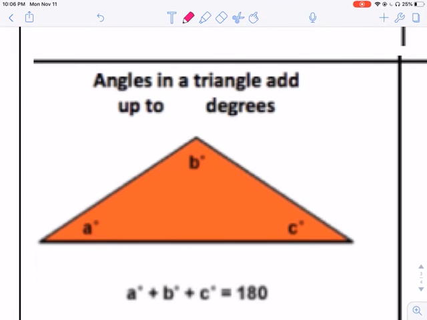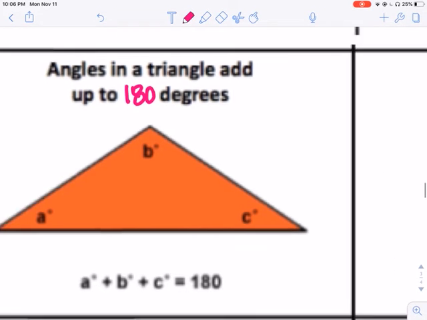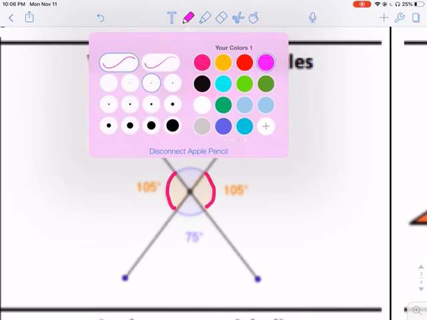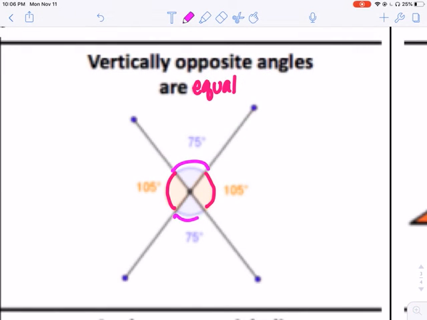From there, we know angles in a triangle add up to 180 degrees. Just a refresher there. Vertically opposite angles are equal to each other. So you can see 105 is equal to 105. Those are vertical angles. And 75 and 75, those are vertical angles. So angles across from each other.